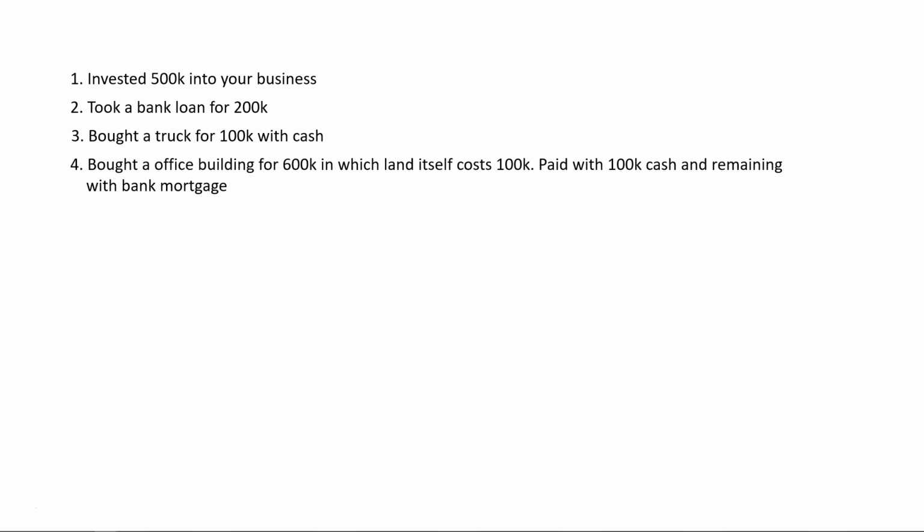Transaction 1. You invested 500k of your personal money into your new business. Transaction 2. You took a bank loan for 200k with 0% interest rate and the loan must be repaid in the next 10 years. Transaction 3. Bought a truck for 100k with cash to transport your goods. Transaction 4. Bought an office building for 600k in which land itself costs 100k, paid with 100k cash and remaining with bank mortgage. Now let's record these transactions on a spreadsheet using our accounting equation.